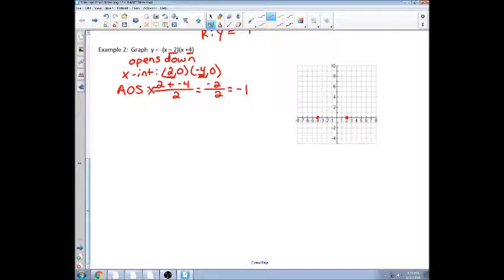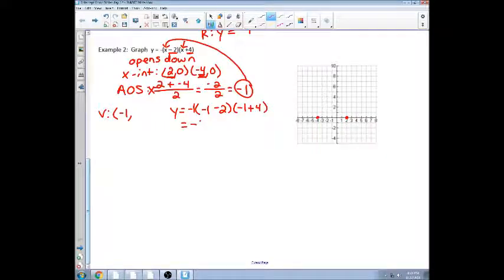Now that I have the x value of my vertex, which I can start writing, I need to find my y value. In order to do that, I will take -1 and plug it back in for x and x. So y equals -1 minus 2 times -1 plus 4. Remember, that's actually -1, so it's -1 times -3 times +3. Well, -1 times -3 would be +3, and +3 times +3 would be +9. So our vertex is -1, +9.